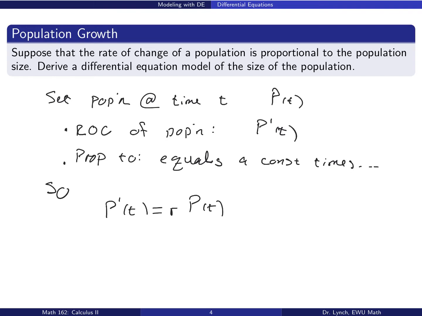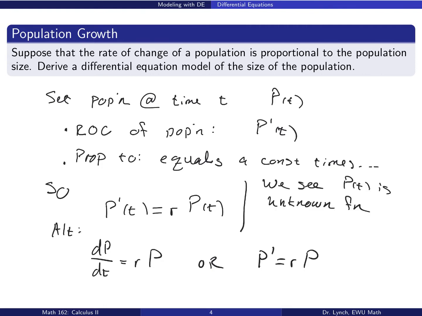Now, this could come in a couple other forms. Those couple other forms are either dP/dt equals R times P, or maybe P prime equals R times P. Now, we see in both of these that the derivative is on the P. That tells us that P is the unknown function. Okay, and finally, this second version where we write P prime equals R times P is what we mean when we say that the independent variable is implied. So it's common to drop that explicit dependence on t and just write P prime and let it be understood that it's a function of time.